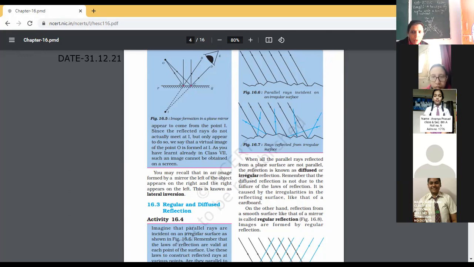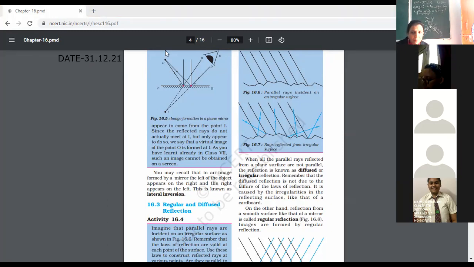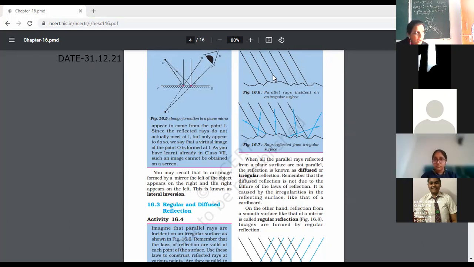Regular or irregular or diffused reflection, we say. Children, that depends on whether the surface is rough or plain. Reflection takes place from all the surfaces, from everywhere. As you know, the sun's light falls on each place, either rough or a plain surface. And see how light reaches our home.